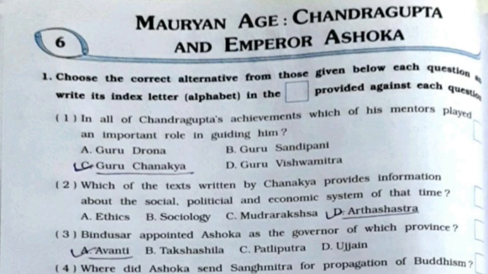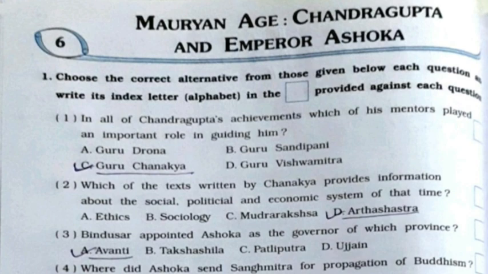First one, in all of Chandragupta's achievements, which of his mentors played an important role in guiding him? It's option number C, Guru Chanakya. Second one, which of the texts written by Chanakya provides information about the social, political and economic system of that time? It's option number D, Arthashastra.